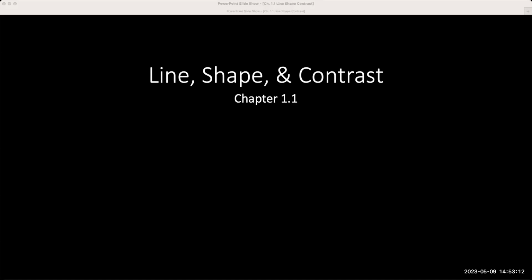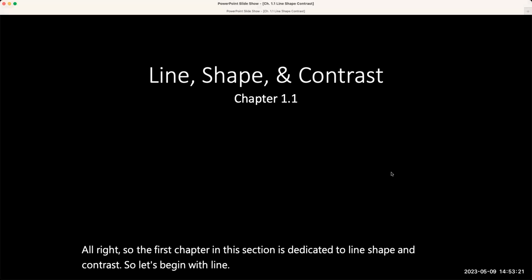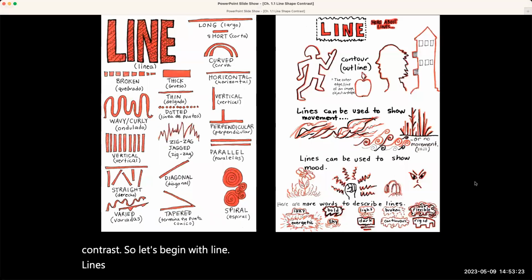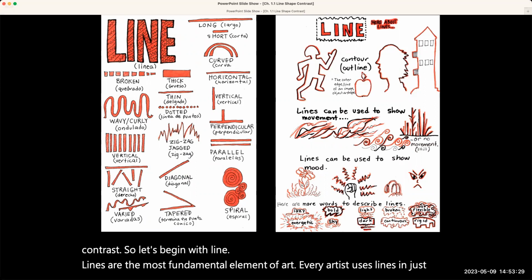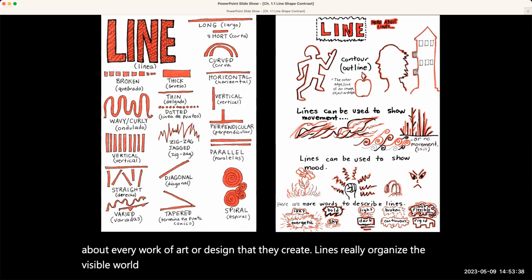All right. So the first chapter in this section is dedicated to line, shape, and contrast. So let's begin with line. Lines are the most fundamental element of art. Every artist uses lines in just about every work of art or design that they create. Lines really organize the visible world, and they can be used in a variety of ways.